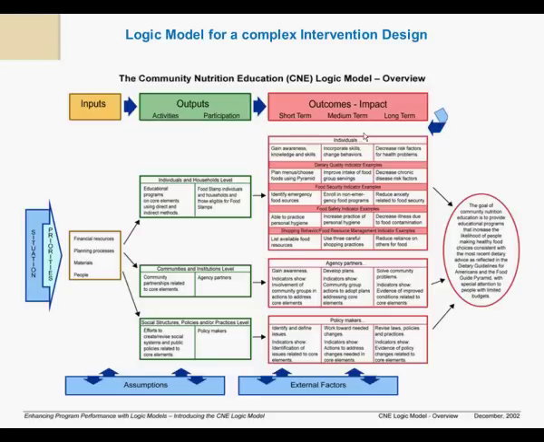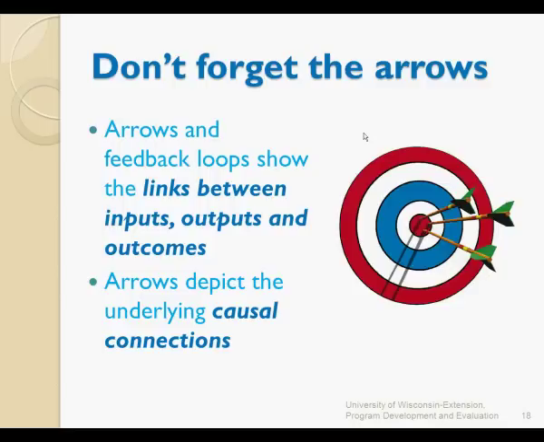And one thing you will notice on this is the arrows. So don't forget the arrows in your logic model. Arrows are very important because they help the person who is looking at your logic model to understand the if-then relationships that you have laid out. It also helps you to make sure that it's a logical sequence of events to go from this activity with these participants to these desired outcomes. So it makes your program logic more visible and clear.